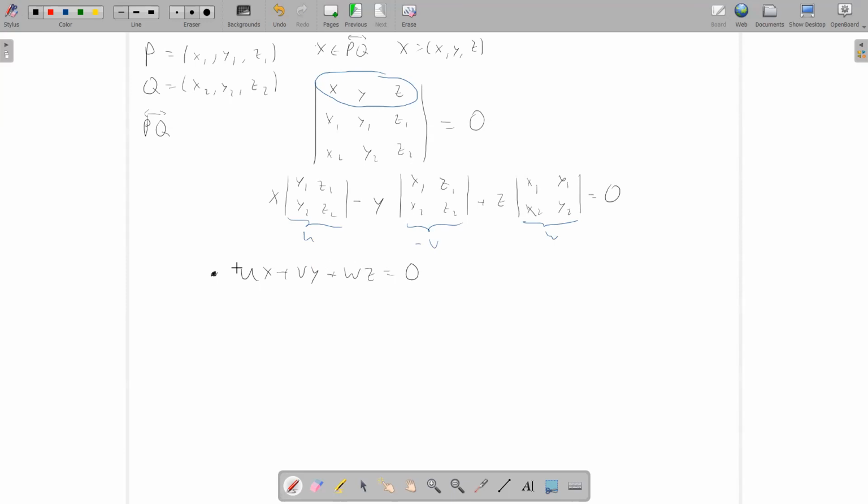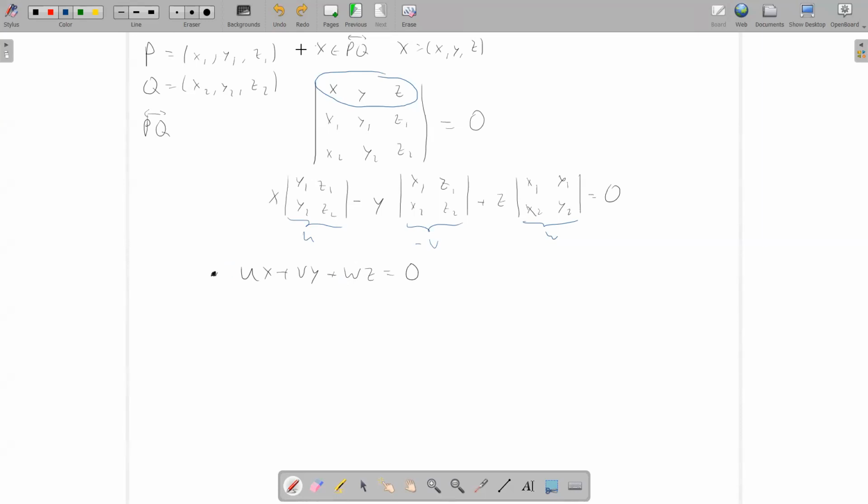And if you notice, u, v, and w aren't unique. I can scale this by 2 and say, for example, 2ux plus 2vy plus 2wz equals 0. That's fine. There's no problem with that. These constants don't have to be unique. It's just that once you have u, v, and w, if you stick with it, then this equation will hold for any point on the line, and only if the point is on the line, because of the above procedure.